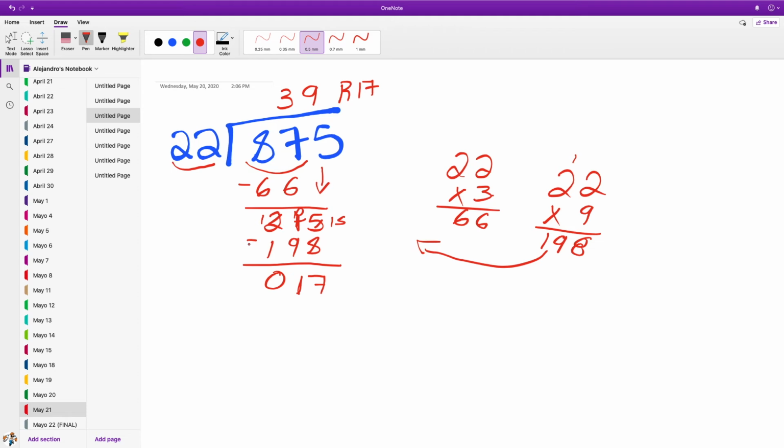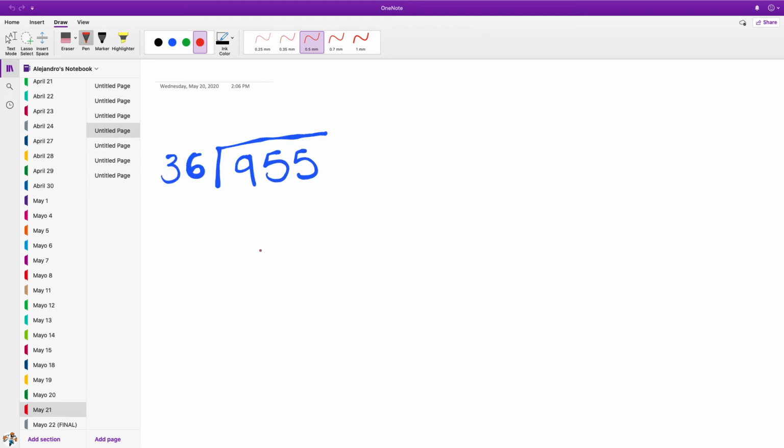Do you want to practice more? Let's go ahead and practice more. Okay, again. 958 divided by 36. So again, we don't have to face the same issues because we have a 2-digit divisor. But remember, it takes time.